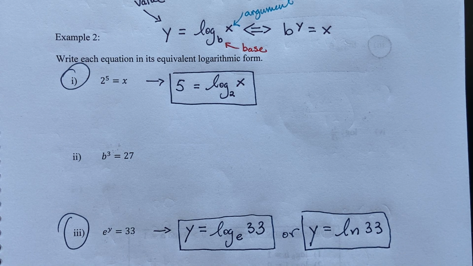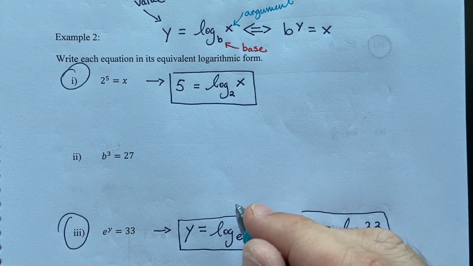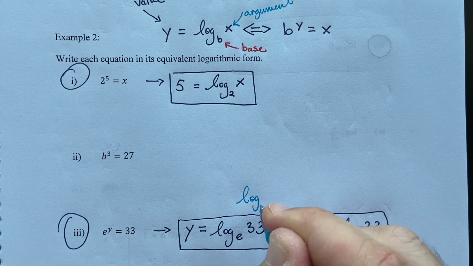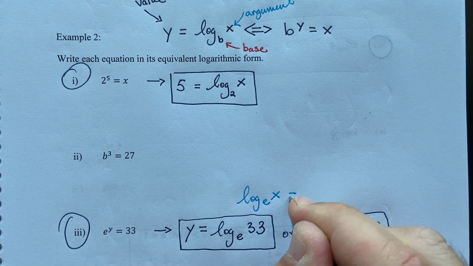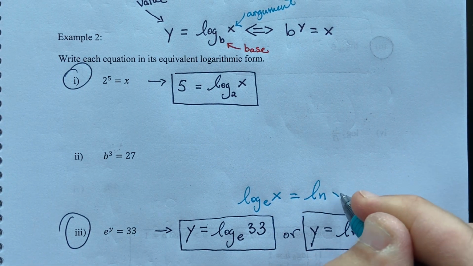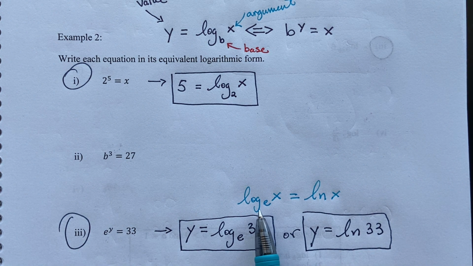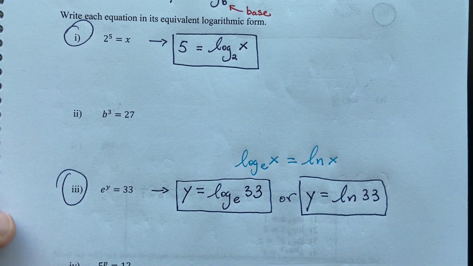So the reason why that's equivalent is because log base e of x is the same as ln of x. Log base e is so popular, it comes up so often, that it was given its own name. So when you have a logarithm of base e, you can just say natural log of x instead. So, moving on.